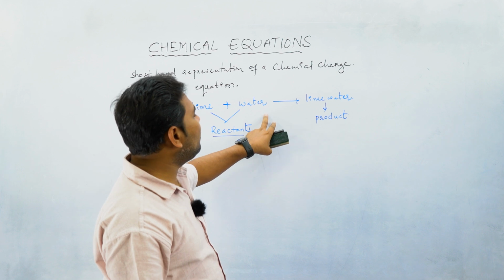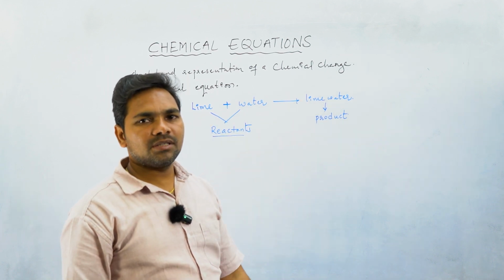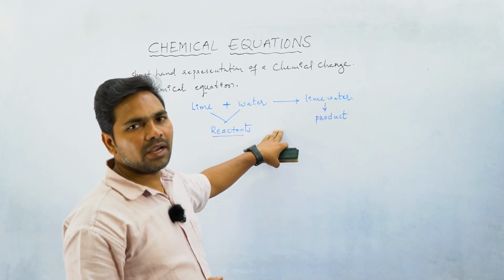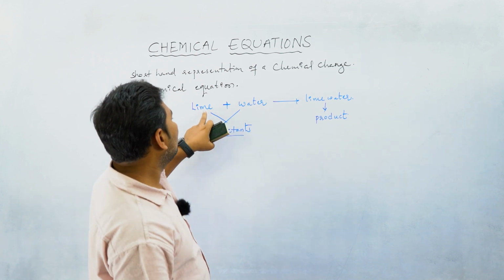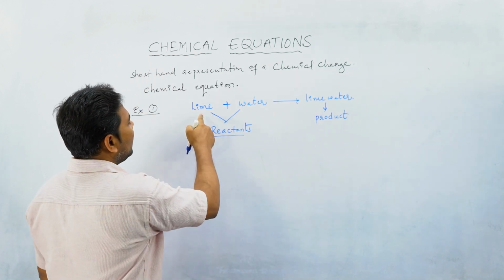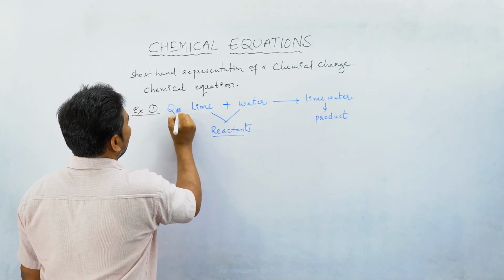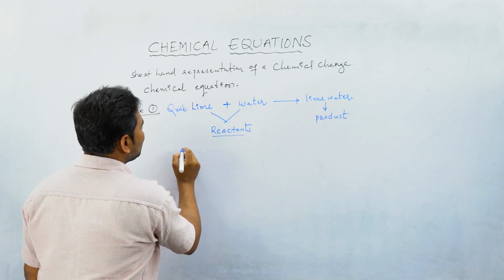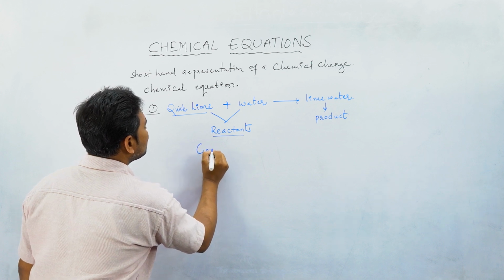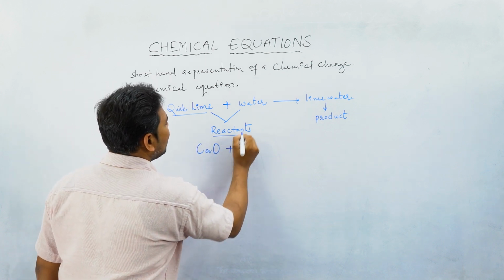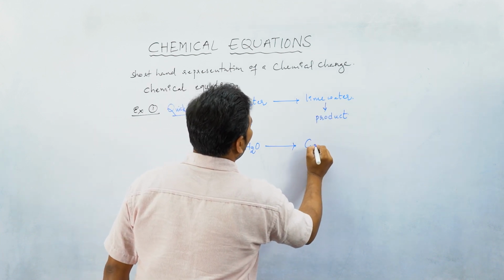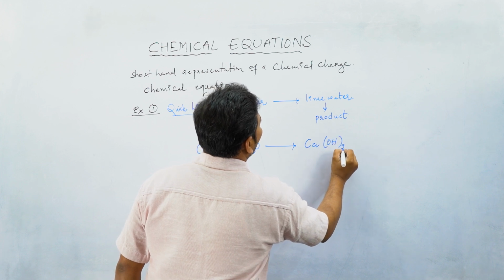But we can make this chemical equation still more precise, by using the chemical formula of all the reactants and the products. So let's write quick lime. Quick lime is actually calcium oxide. Its chemical formula is CaO. Calcium oxide is treated with water, and produces lime water. Lime water is calcium hydroxide.